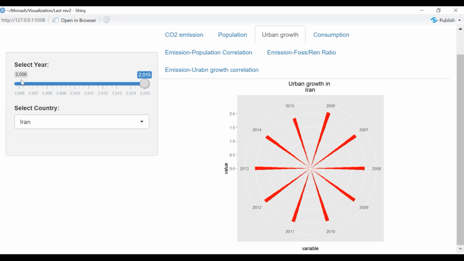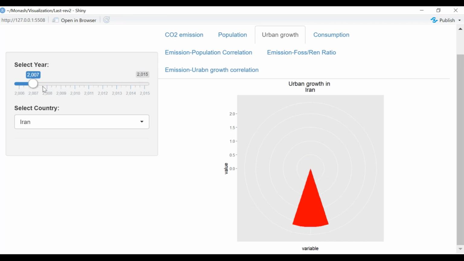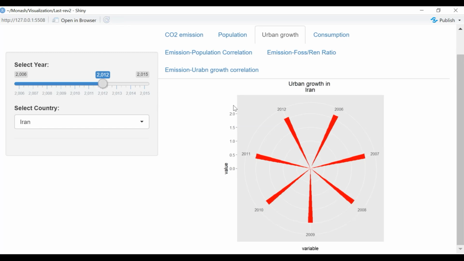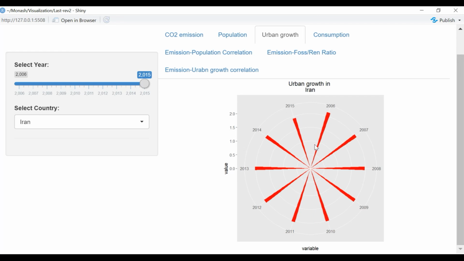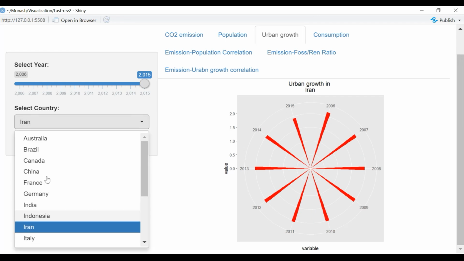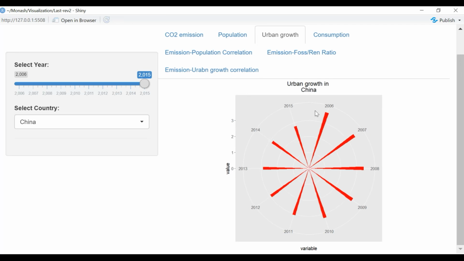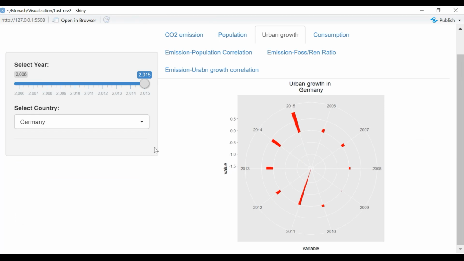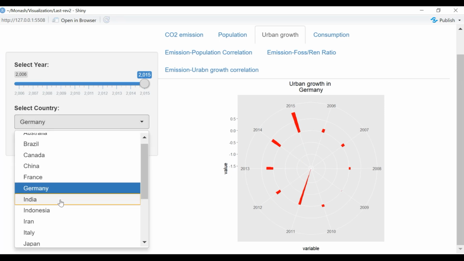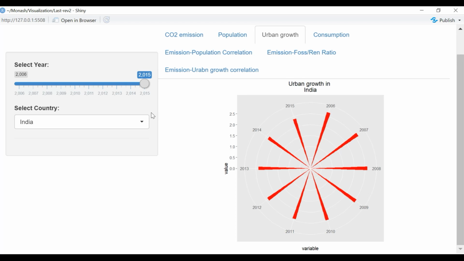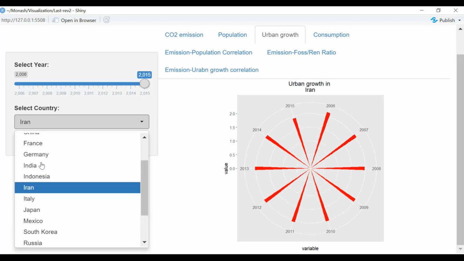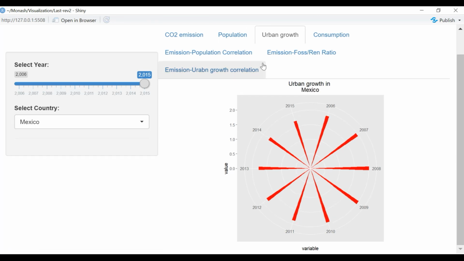Then I can take a look at the urban growth in each of these countries. For example, in Iran, I can jump back to 2006, and I can play with the slider bar and see how it is changing from 2006, 2007, so clockwise, 2006, 2007, 2008 to 2012, and I can continue and see not so much change here. I can change the country and see what's happening. In China, for example, you can see from 2016 as we go clockwise to 2015, there is a decrease in the urban growth. Take a look at Germany, for example. It's not looking very nice. India, 2006 to 2015. Iran, we saw that before. Mexico, so that's where we can see the urban growth.